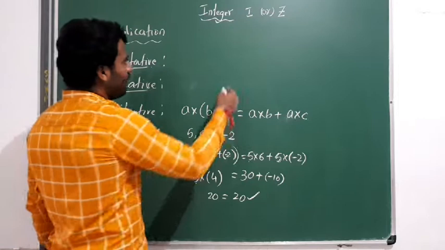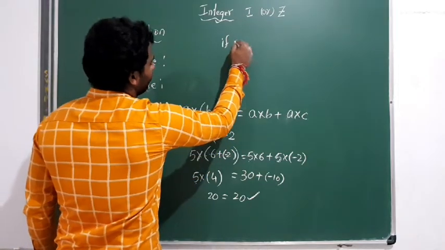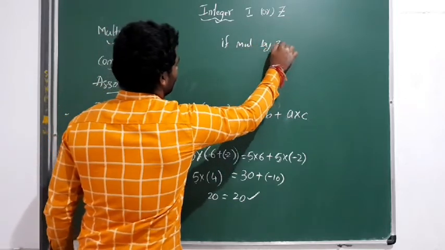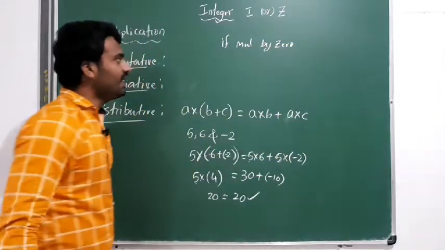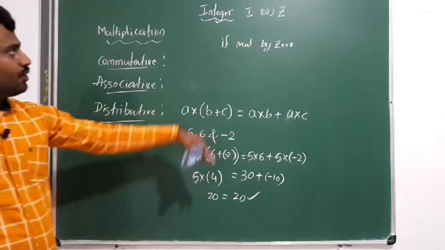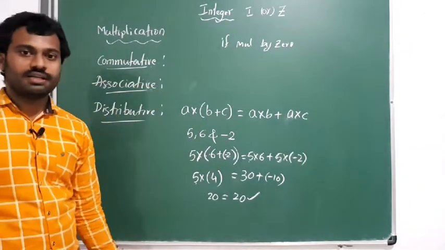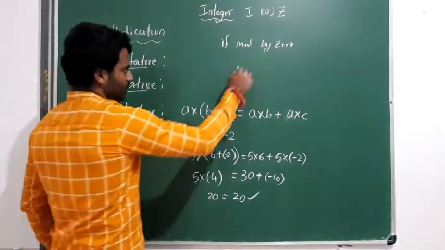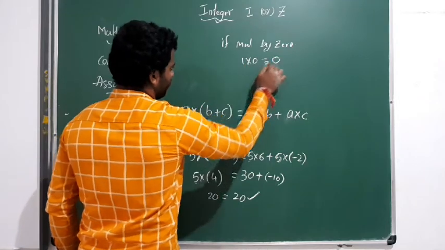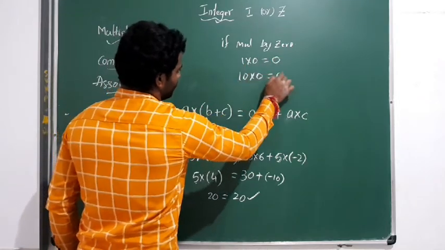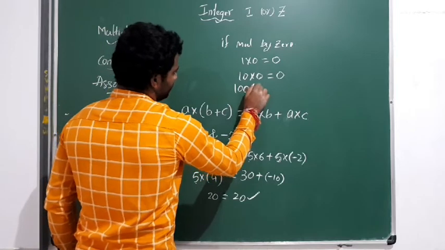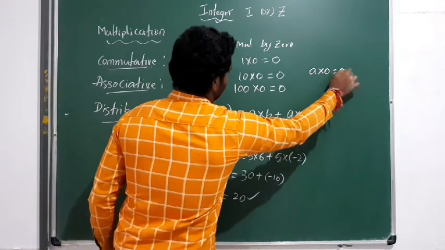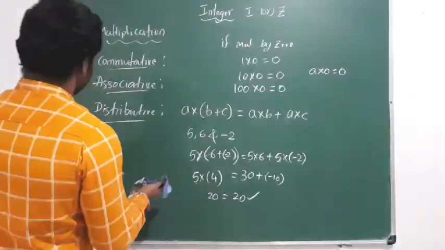So next is, what will happen if we multiply by 0? What will happen if we multiply 0 to an integer? Not only integer or anything, if we multiply with 0 the resultant is 0. 1 into 0 is 0. 10 into 0 is 0. 100 into 0 equals 0. In general, A into 0 is equal to 0.